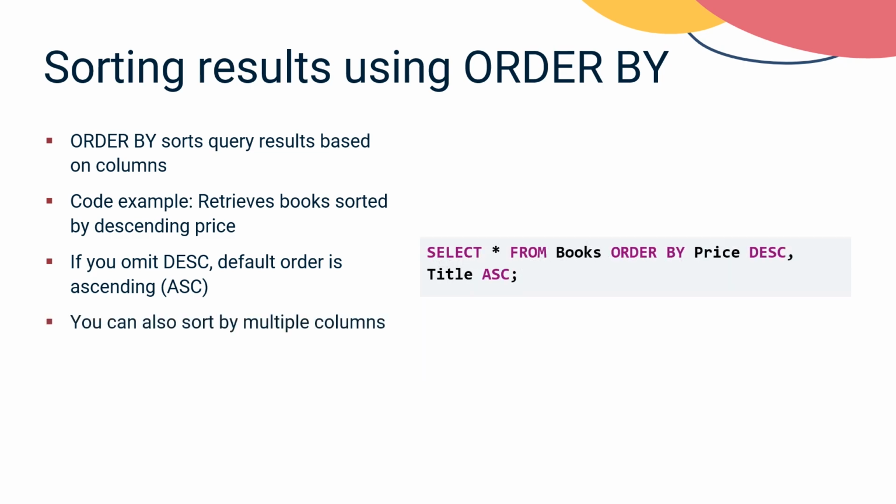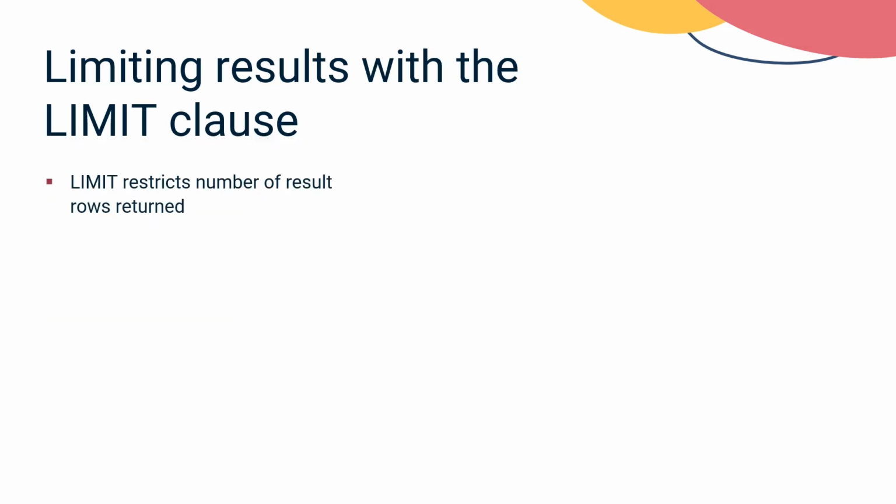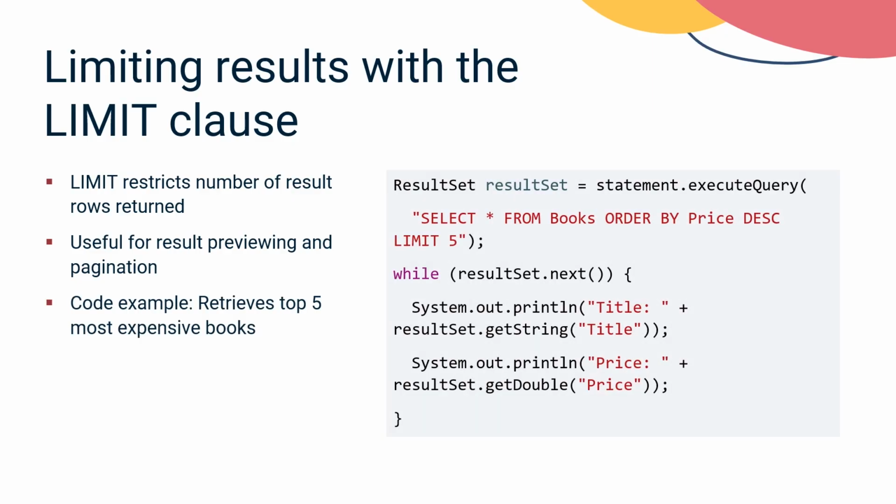You can also sort by multiple columns if necessary, as seen in this example. This code would sort by price, first in descending order, and then by the book's title alphabetically in ascending order for books with the same price. You can use the limit clause to restrict the number of rows returned in a result set. This is useful for previewing or paginating results. In this example, the code retrieves the top 5 most expensive books.